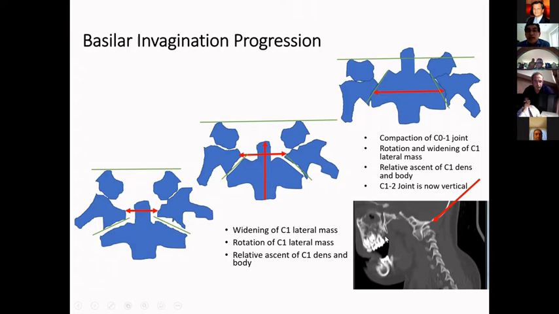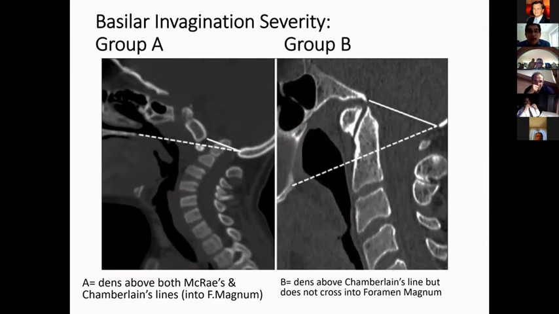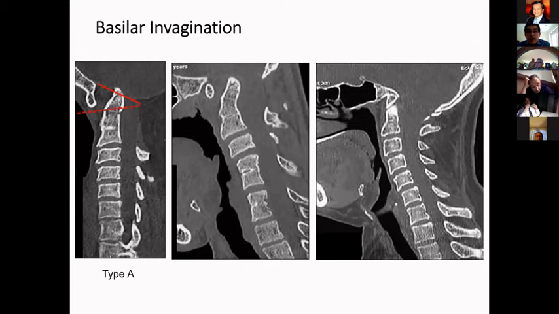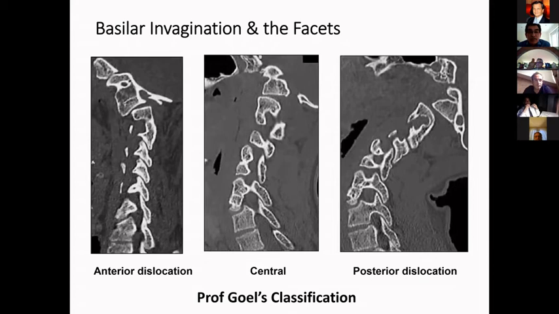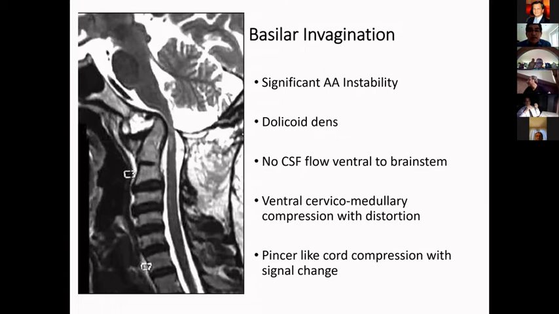And of course, this is the pathophysiological progression of these patients from group B to group A, and the facet instability that occurs with them, where these patients will show either anterior facetal instability or posterior facetal instability, but may have central instability, and that will cause significant cord compression from the front or from behind, particularly if there is a syrinx and a Chiari present as well.